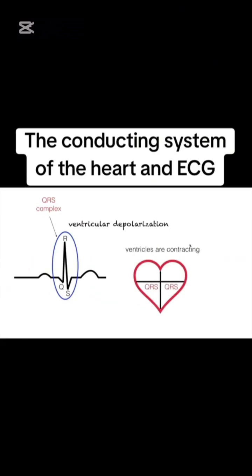Depolarization is for contraction. So how would you know which one is which? The P wave is for atria while QRS is for ventricles. So if you look at the diagram right here, the QRS complex kind of looks like an inverted V. So V for ventricles. So when you see a QRS complex, think about ventricular depolarization.